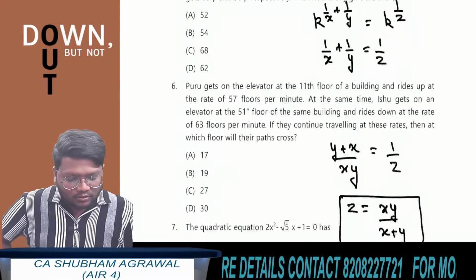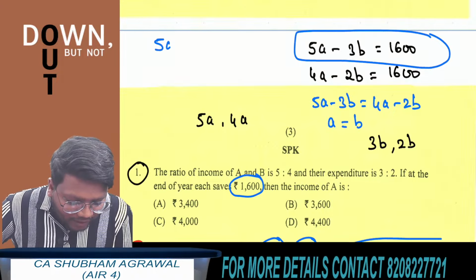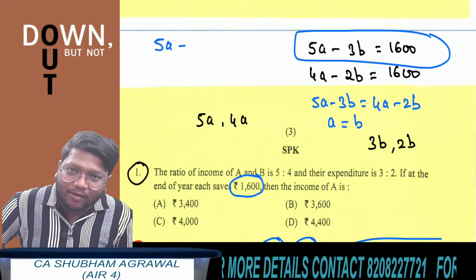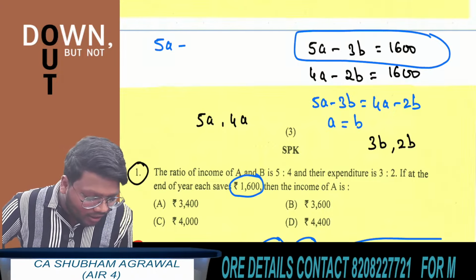Now see, I am taking this equation now. 5A minus 3B is equals to what? 1600. So 5A minus, instead of B, what I am writing? A, because already we have got this thing that A is equals to B. Instead of B now, what I am writing? A. So 5A minus 3A is equals to what? 1600. What we are getting? 2A is equals to 1600. What is the value of A?